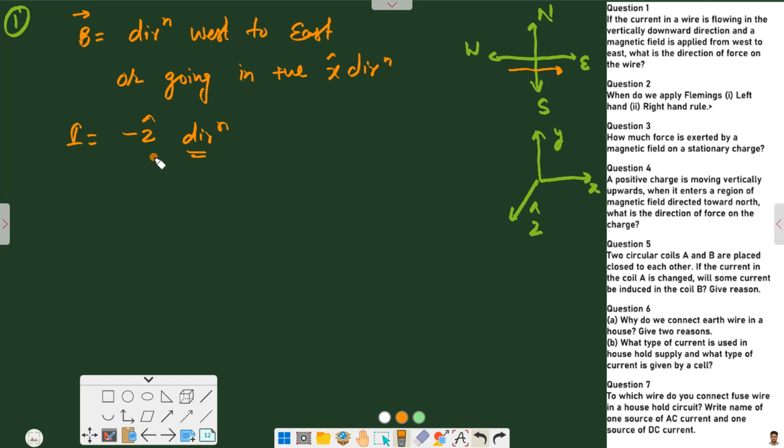So your east to west, or your west to east, is the x direction, north to south is the y direction, and your freely hanging pen is in the z direction. The current is going down, so it is in the minus z direction. Now we know that force on a current carrying conductor is BIL sin theta, and the direction is decided using the direction of length and magnetic field.